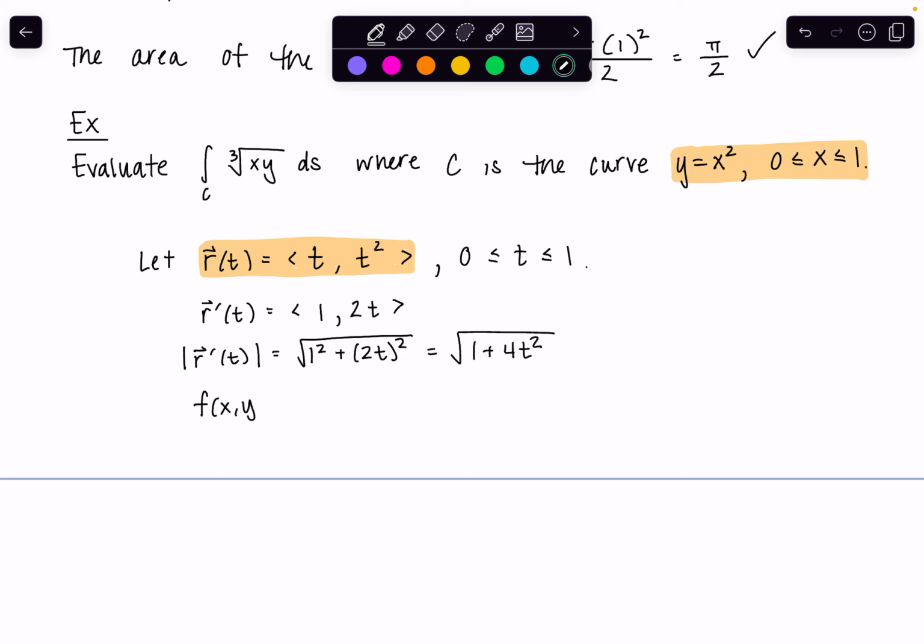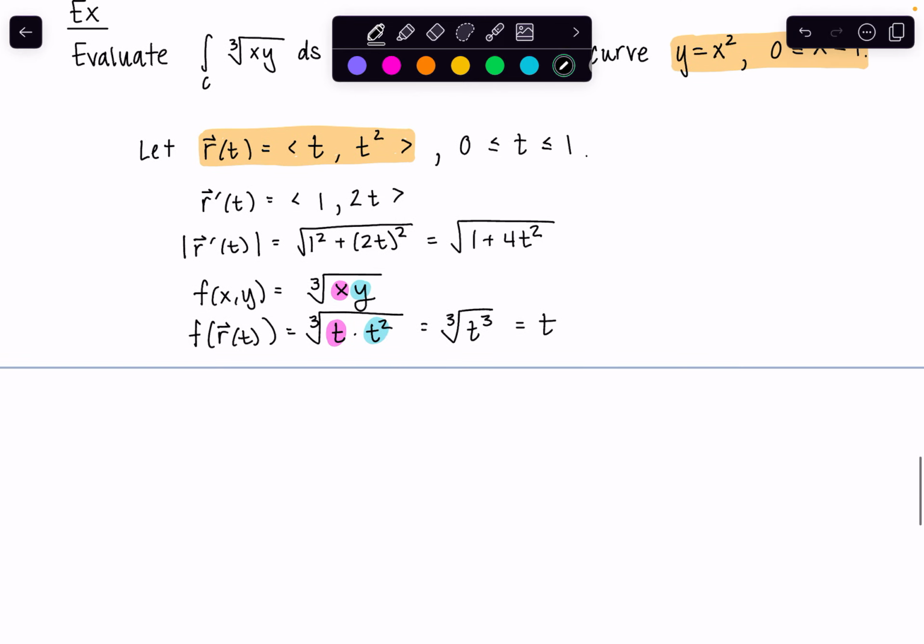My function is the cube root of xy. So when I evaluate this on the curve, my x gets replaced by t, and my y gets replaced by t squared. And so that really gives us the cube root of t cubed. So luckily this simplifies to just t. Okay. So I have everything I need to actually evaluate this line integral.